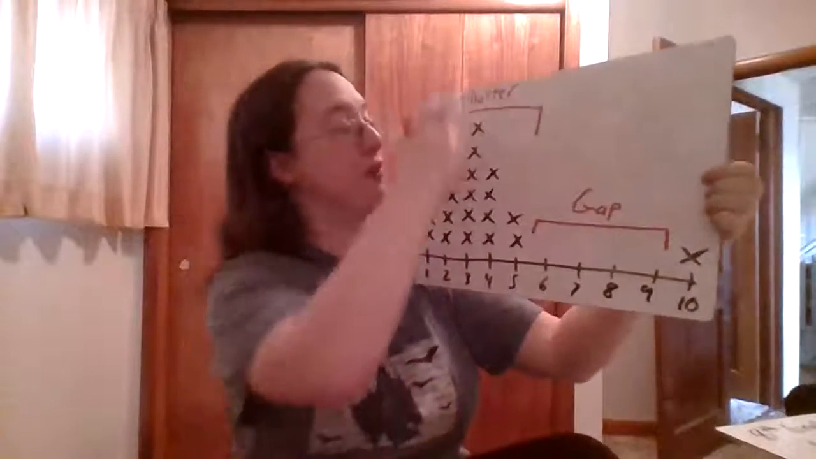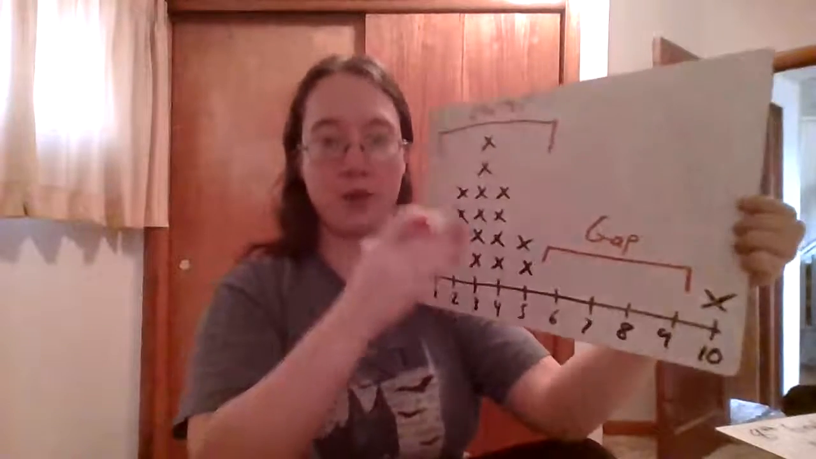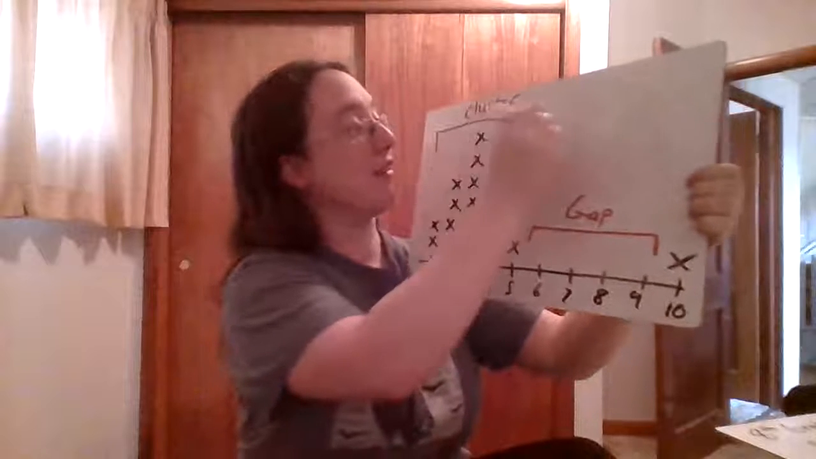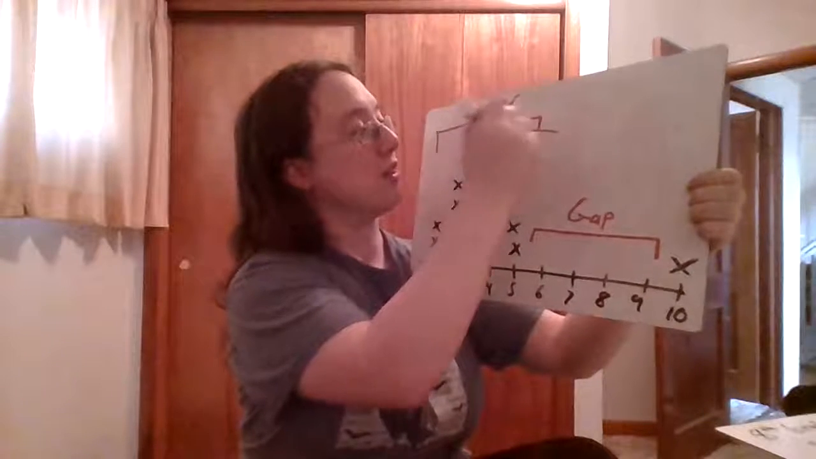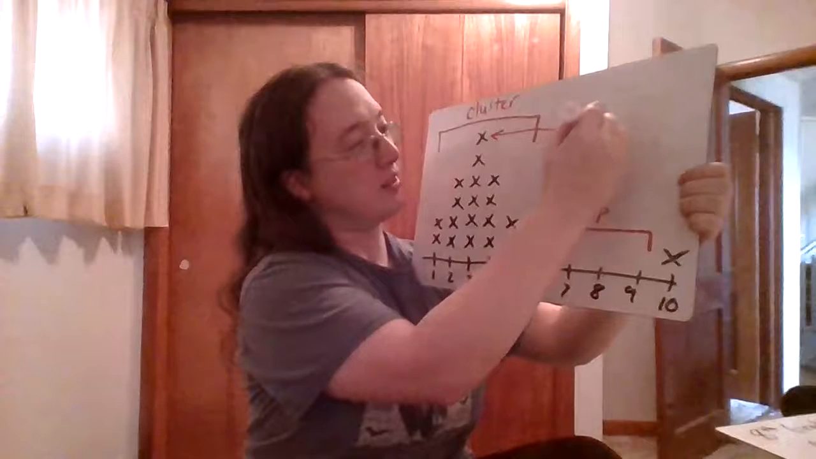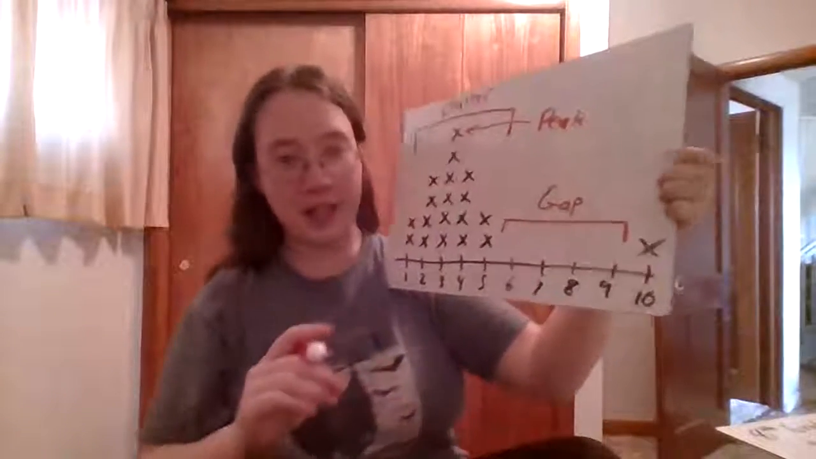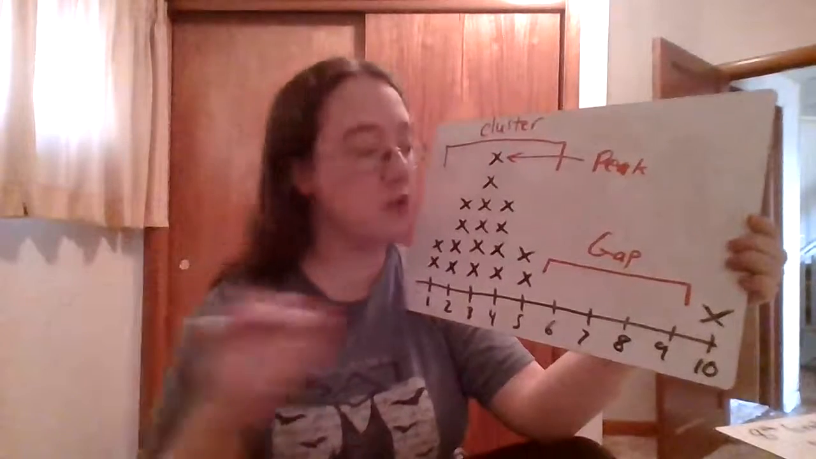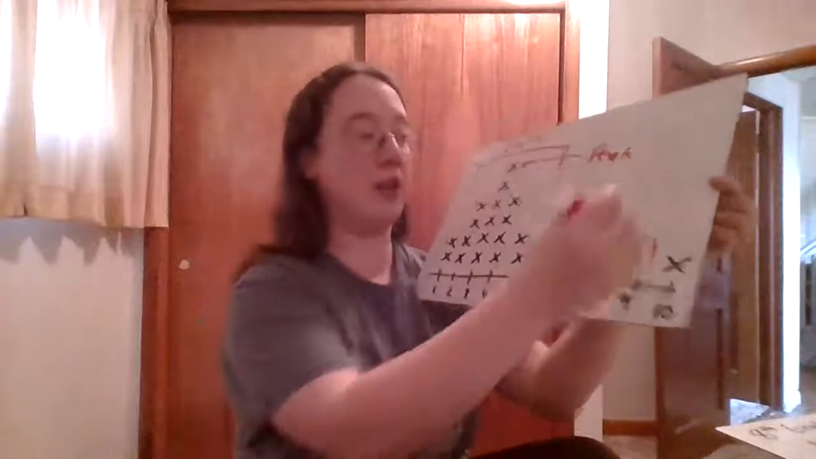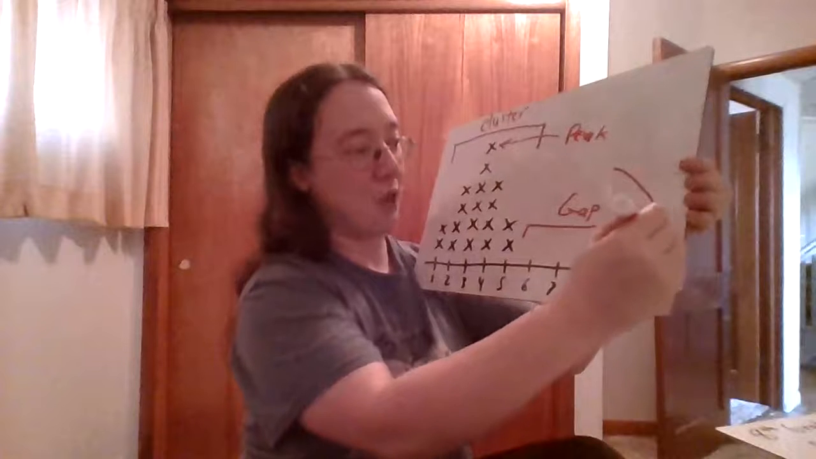The peak of your graph. So wherever your highest point is, that's your peak. So high point is your peak. And if you have a point, sometimes you will, sometimes you won't. If you have a point that's out here in the middle of nowhere, that's an outlier.